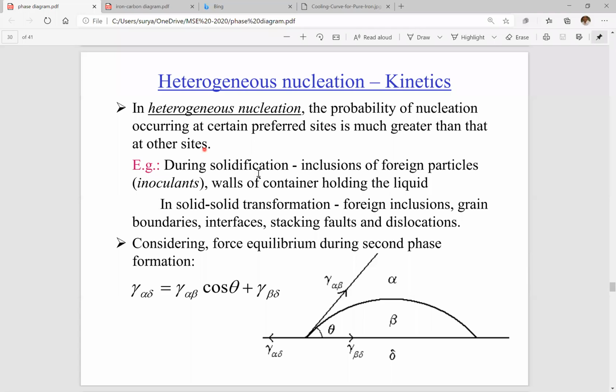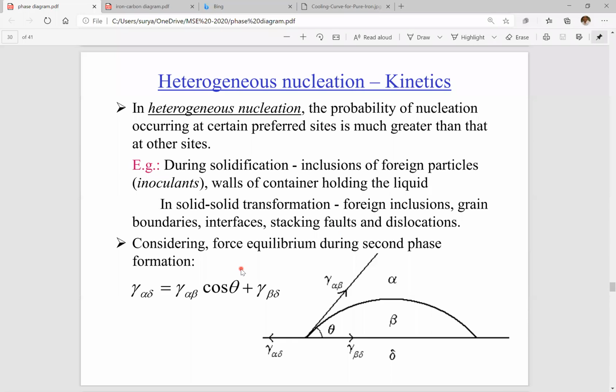An example is given here: during solidification, inclusion of foreign particles or inoculants, and the walls of the container holding the liquid. When we go for solidification, at the walls of the container holding that liquid, not all parts of the liquid will solidify at once. That is an example of heterogeneous nucleation. So what are the factors, or the energy level, associated with heterogeneous nucleation? In solid state transformation: foreign inclusions, meaning other materials or foreign metal inclusions, then grain boundaries, interfaces, stacking faults and dislocations, as we have discussed.